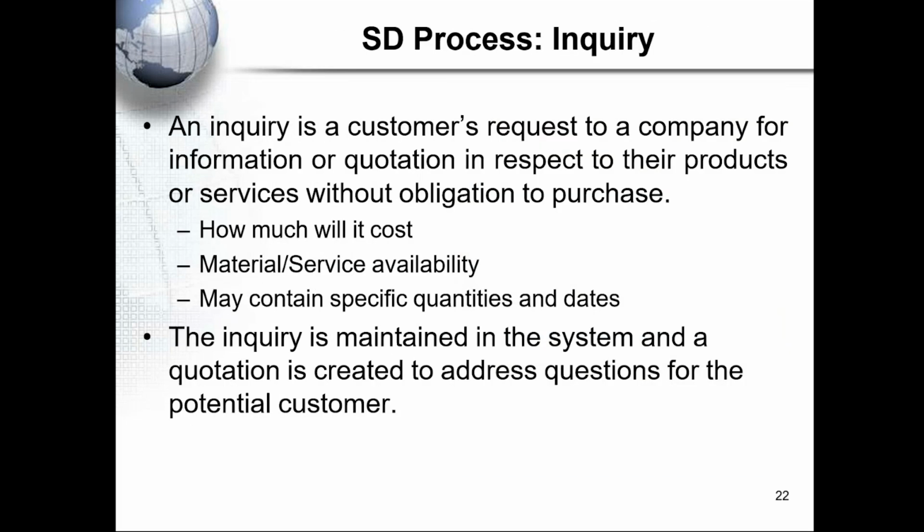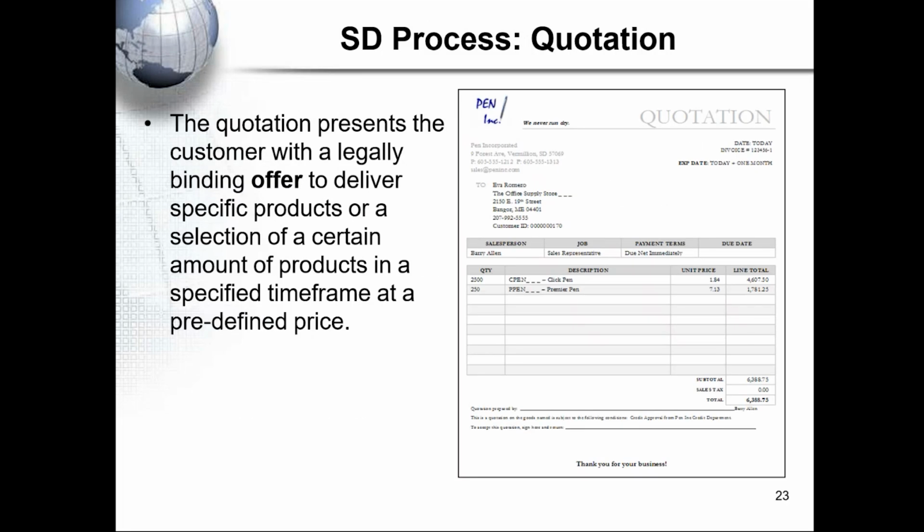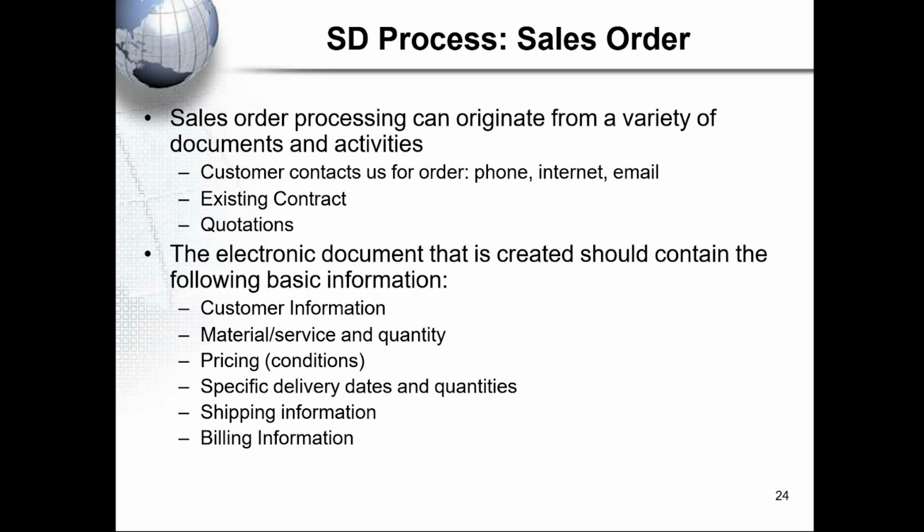So inquiry is a pre-sales activity where the customer makes the inquiry and asks for a quotation: how much is the price of this product, and what is the availability of the material. This is the information required in the quotation. We send the quotation to the customer by email or printout, with all the details of quantity, product, everything. Once the customer accepts the quotation, he proceeds to the sales order. We do sales order processing. The customer information is required in the sales order, along with the material he orders, the quantity, and the pricing we are giving to the customer.